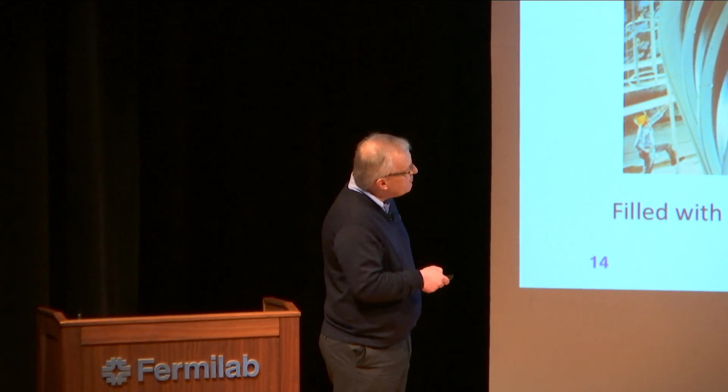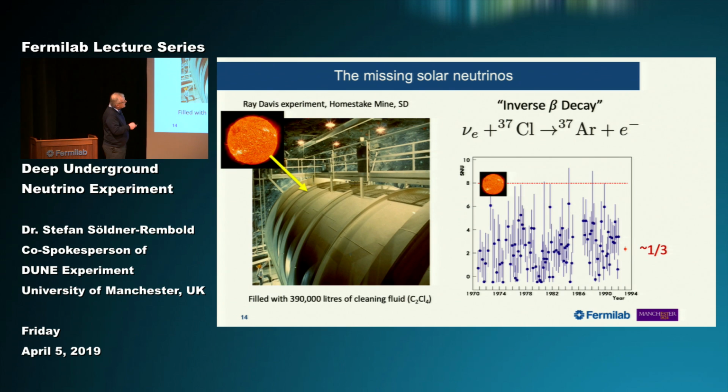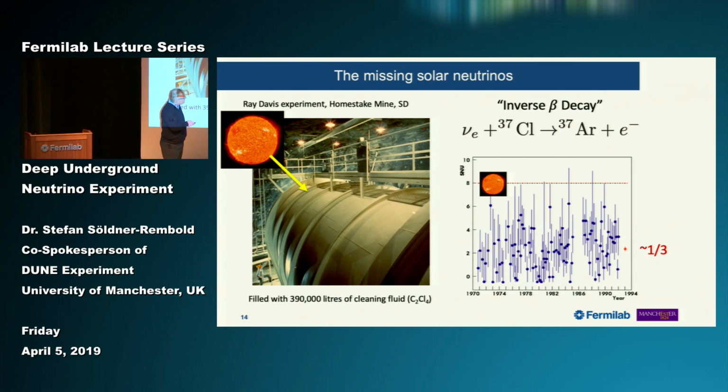And at some point, people got worried, because this red line is the rate of neutrinos you expect, and these are the years, 1970 to 1994. It turned out that, even if you have large individual uncertainties on this, which are shown by these bars, if you averaged it out, only a third of the neutrinos were arriving here on Earth. Now, that is worrying.